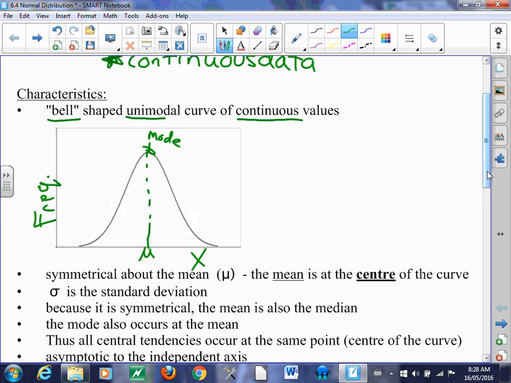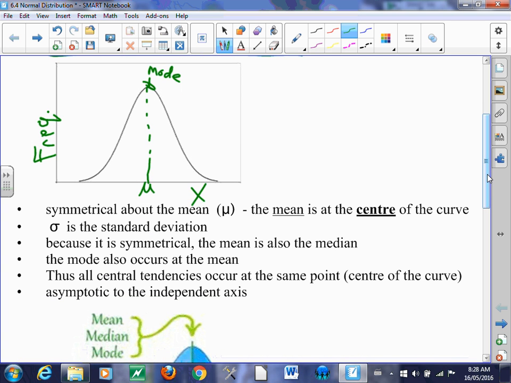Okay. Here are some other characteristics that you're going to need to know. So it's symmetrical about the mean. What does that mean? There's a mirror image in the center. So if I put that down there, the left side and the right side generally equal each other. Okay. Don't forget, we need to know that sigma is the standard deviation. Okay. We also need to know that this is symmetrical.